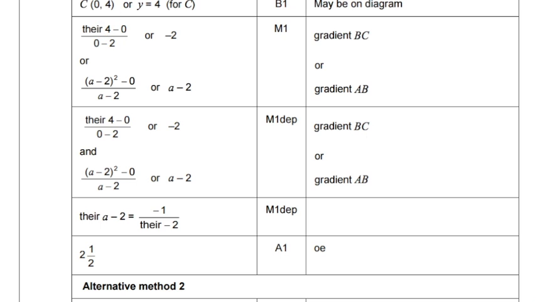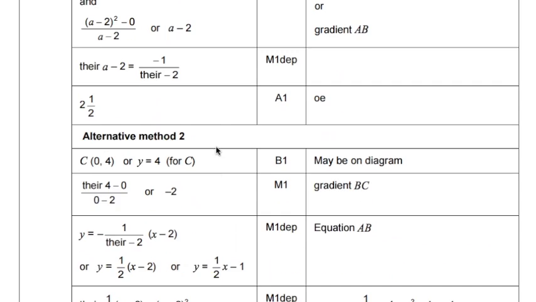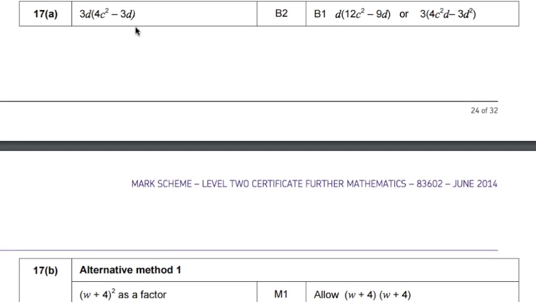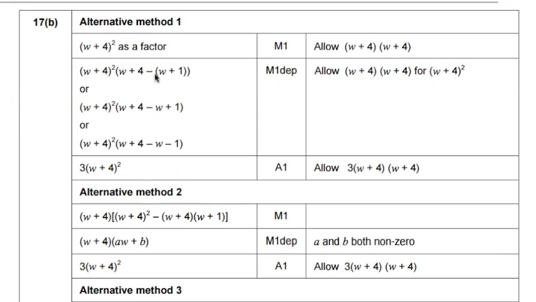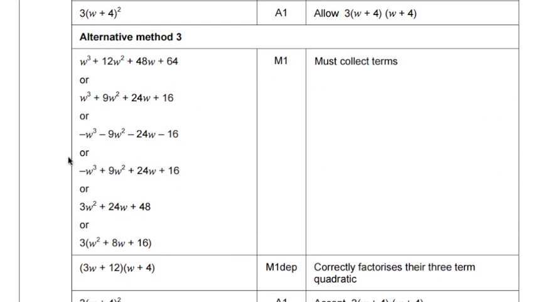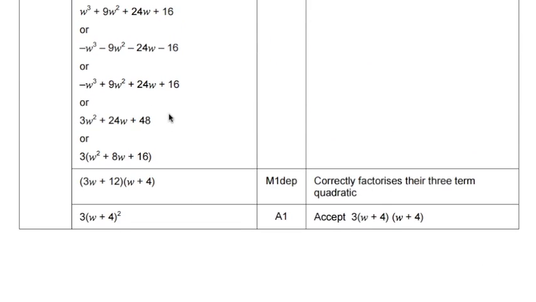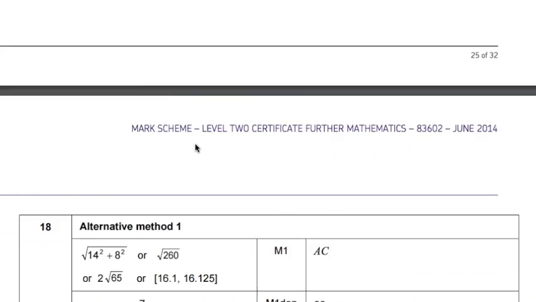Right, so the mark scheme says, for question 17, 2 marks for the first one. 1 mark for spotting w plus 4 all squared as a factor, 1 mark for factorising it, and a mark for the final answer. And they show you there the amount of work you'd go through if you had to properly factorise it using quadratics and stuff, which doesn't look that much fun.